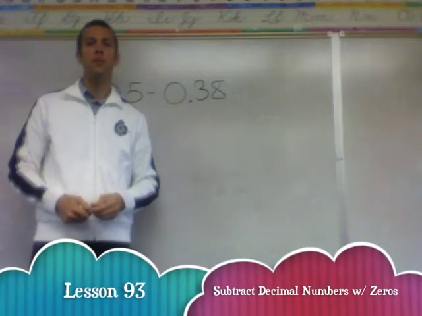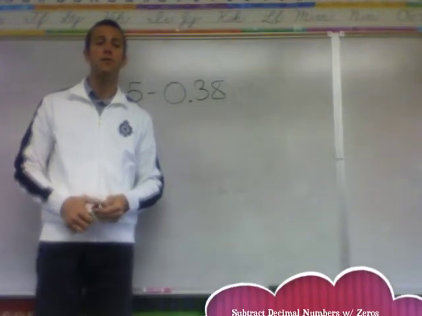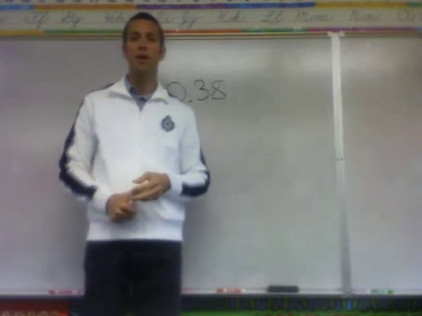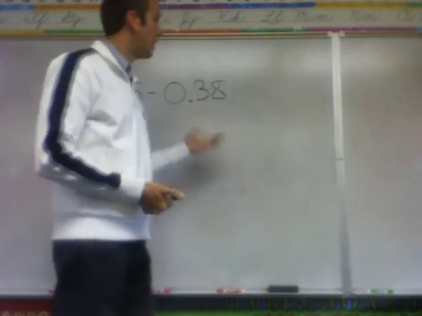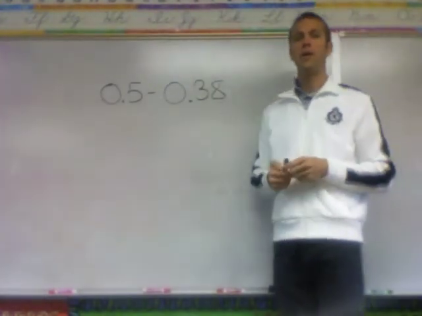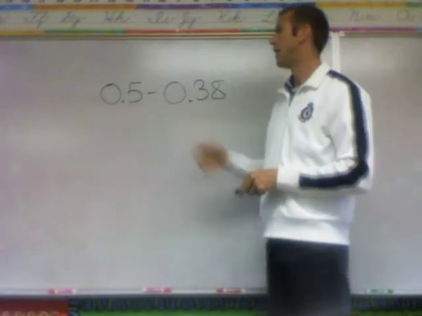Welcome to lesson 93, subtracting decimal numbers using zeros. Now you've used addition and subtraction of decimal numbers before, and this lesson is very similar to that. But look at this problem here. 0.5 minus 0.38, or 5/10 minus 38 hundredths.